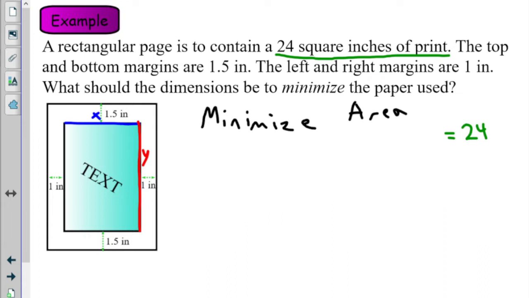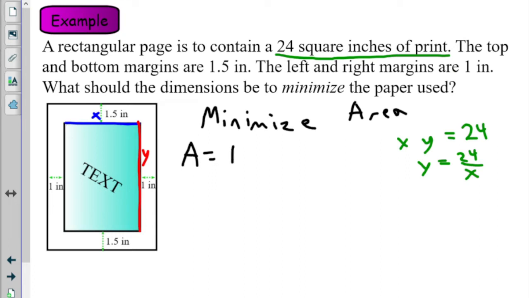So how would I find that area? Length times width. So in this case, x times y. x times y is 24. So let's go ahead and solve for y in terms of x. There we go. Now, the actual area formula that we're looking to minimize is the area of the entire page. So I'm going to do it as base times height, because that's what I always do for a rectangle here.